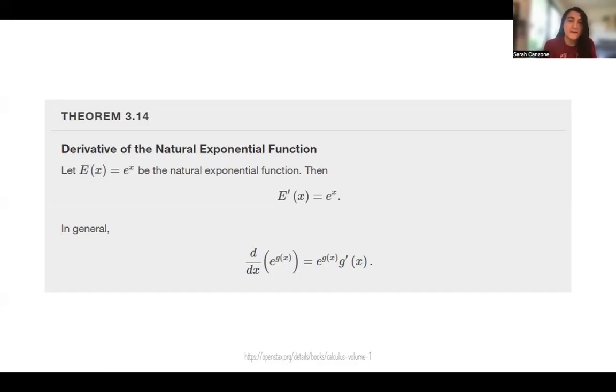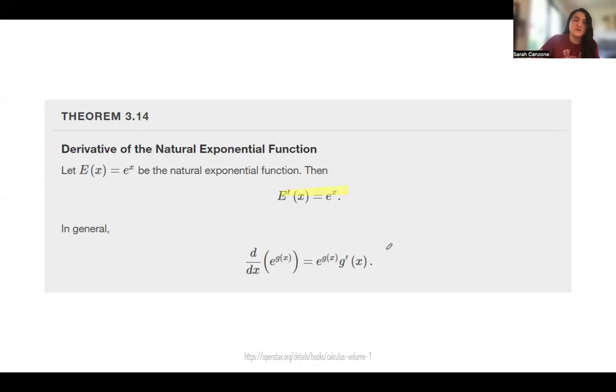Now that's not the case when you have something other than x in your exponent. So that's something that I definitely want to make note of. A lot of times what we'll see is students will look at a function such as e to the 3x, and they'll say the derivative is just e to the 3x. And while that is part of the derivative, that is not the whole derivative because our exponent is not just plain old x.